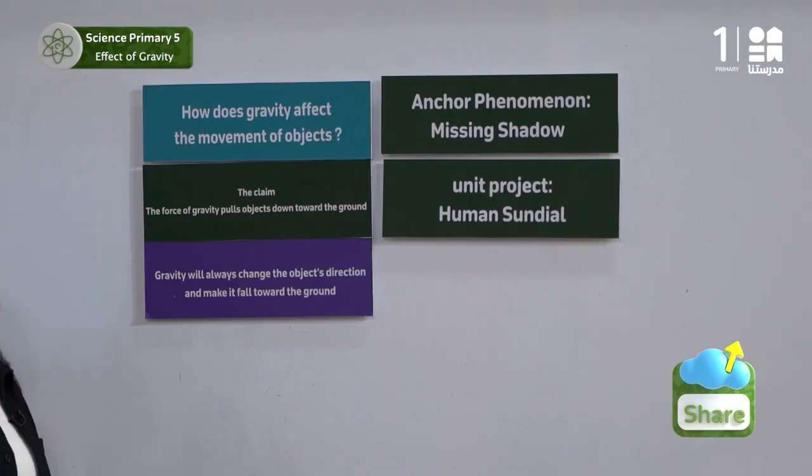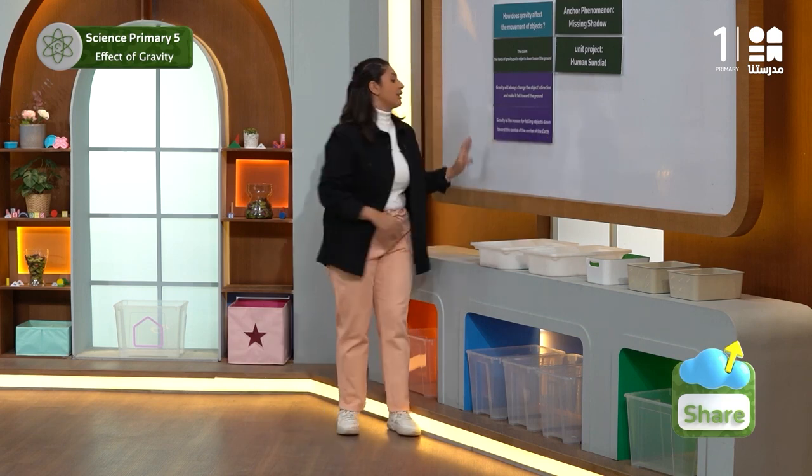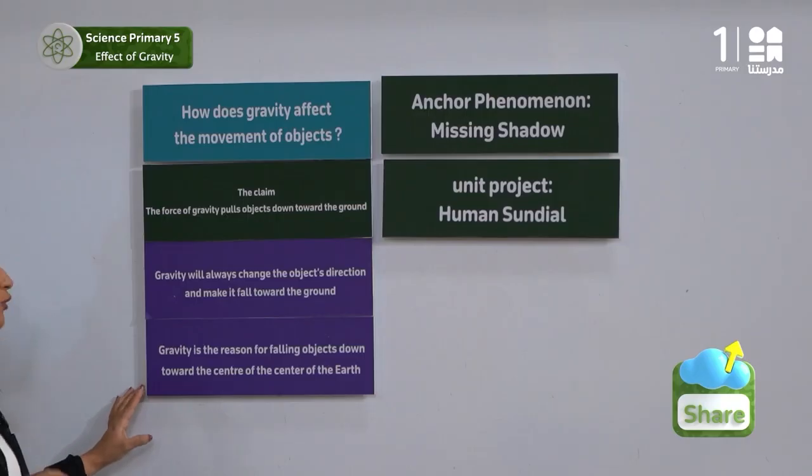There is also one more evidence that one of our colleagues shared with us. It says, gravity is the reason for falling objects down toward the center of Earth. And as our colleague said, we learned in the investigation the term of falling down. Now we are ready to record a scientific explanation that answers the question.